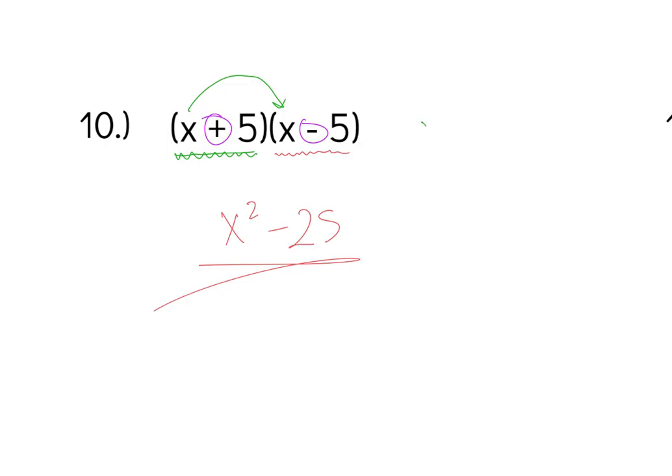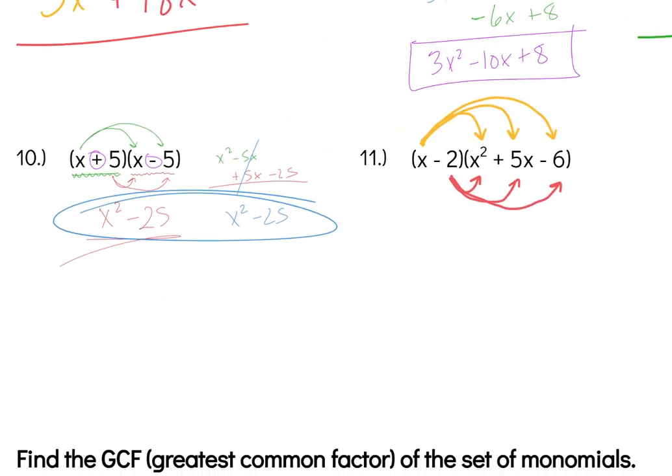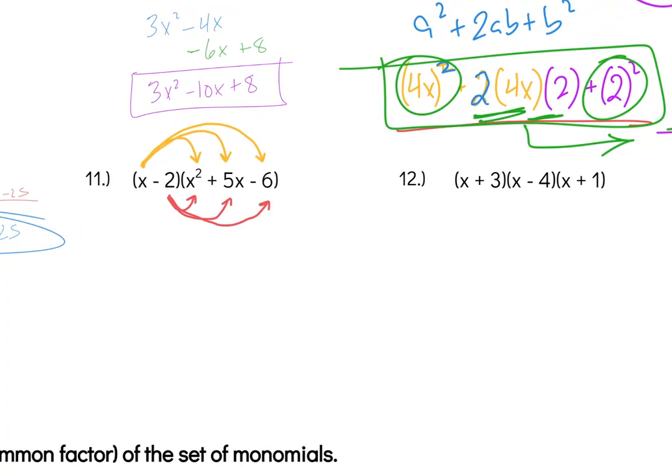X times x is x squared. X times negative 5 is negative 5x. 5 and x is positive 5x. 5 and negative 5 is negative 25. And oh, look, those cancel, giving us what we knew. So, like I said, that's just some pattern recognition, so to speak. There is unfortunately no pattern recognition for these two guys. We just have to do the math.